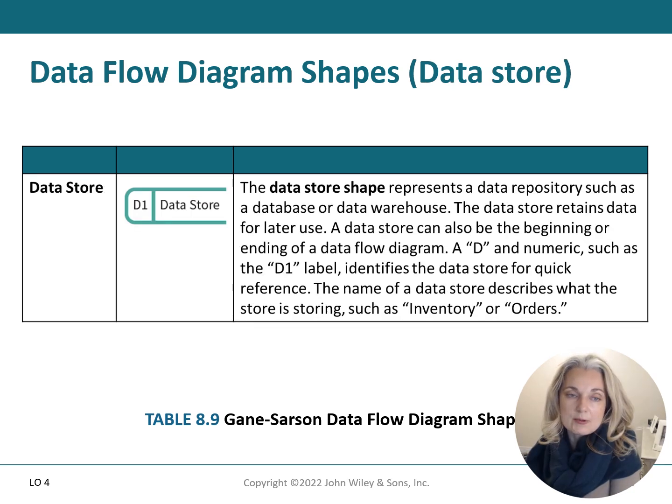Our next shape that we will discuss is the data store shape, and this represents a data repository such as a database or a data warehouse. Our data store retains data for later use. A data store can also be the beginning or ending of our data flow diagram, and the D and numeric such as the D1 label identifies the data store for a quick reference. So here is our label so you know which data store it refers to. The name of a data store describes what the data store is holding, such as inventory or orders as an example.